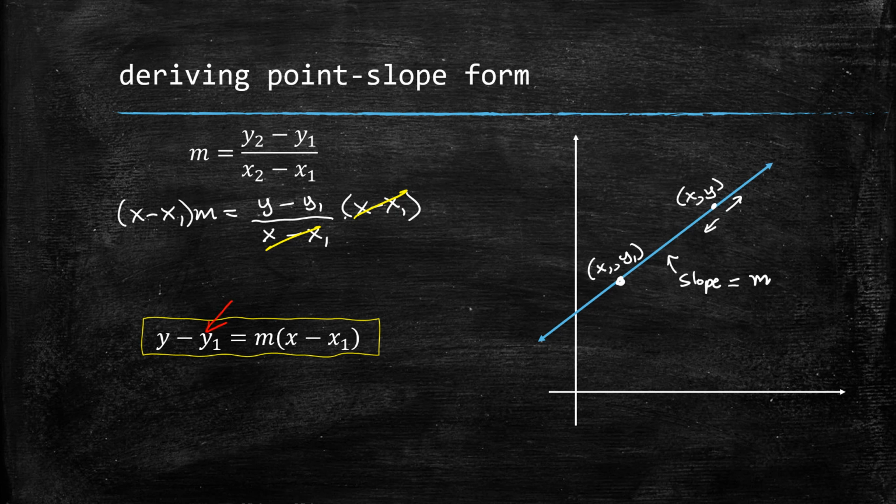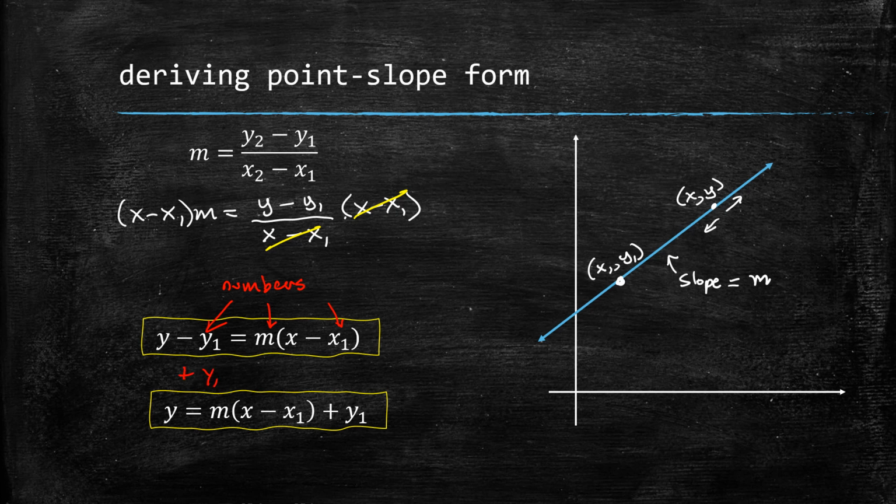Sometimes students get confused as to what's being replaced and what stays in there. x and y must stay in there, otherwise we wouldn't have an equation. So you can't replace y and x with any numbers. But y1, m, and x1 will all be replaced by numbers to create the equation of a specific line. One more thing, sometimes point-slope form is written in this way, where notice that we've isolated y by adding y1 to both sides. And sometimes that's a useful form. But moving forward in this video, we will be using this top form.